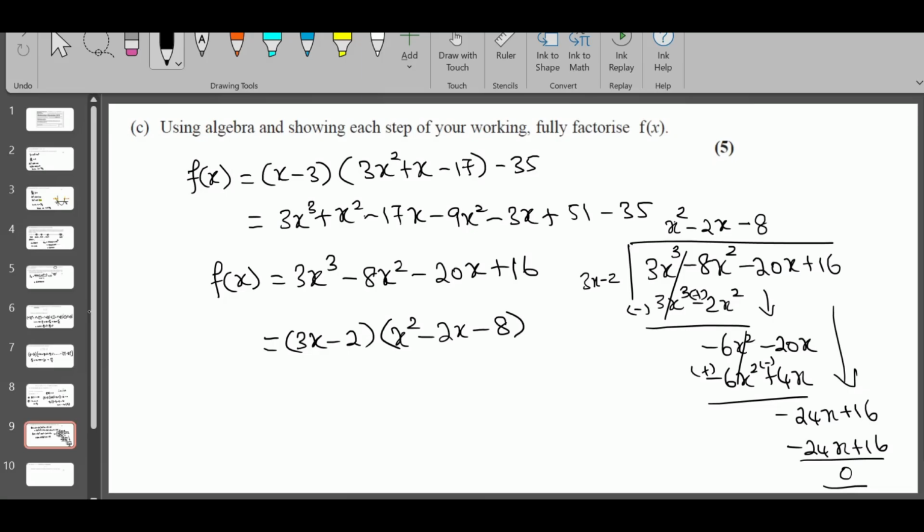They want you to fully factorize it, so factorize the quadratic also. 2 4s are 8, so x minus 4 times x plus 2. That's all. That's a 5-mark question.